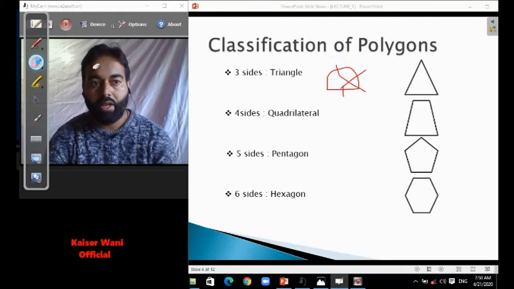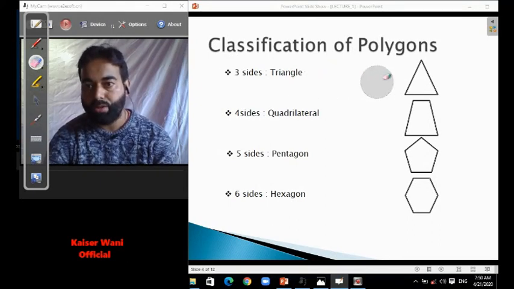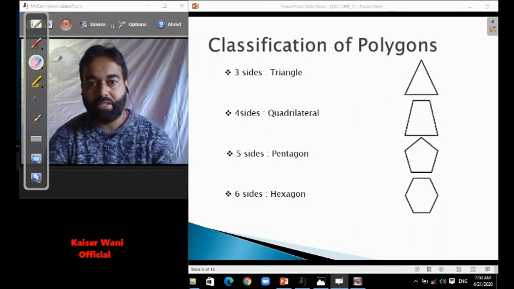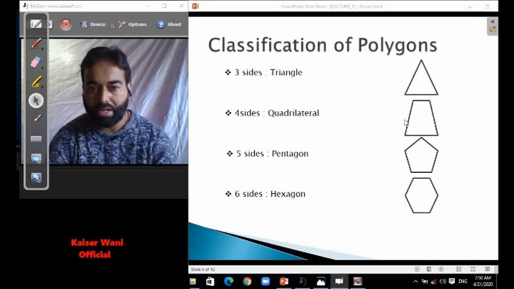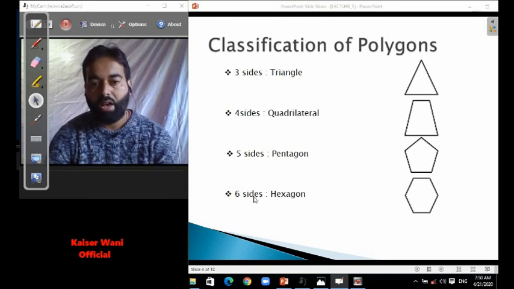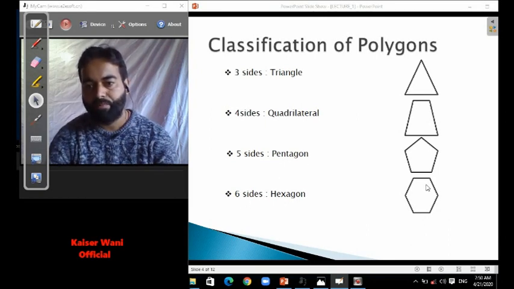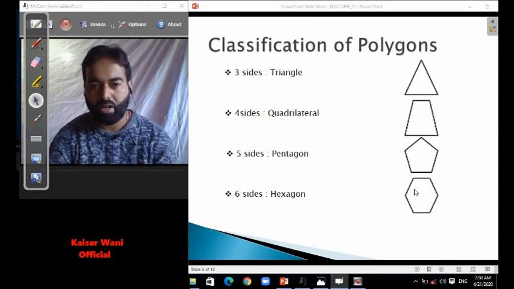Now here, a simple closed figure of three line segments is called a triangle, and this one, with four sides, is called a quadrilateral. A polygon with five sides is called a pentagon. A polygon with six sides is called a hexagon. Similarly, seven sides, heptagon; eight sides, octagon; nine sides, nonagon; and 10 sides, decagon.